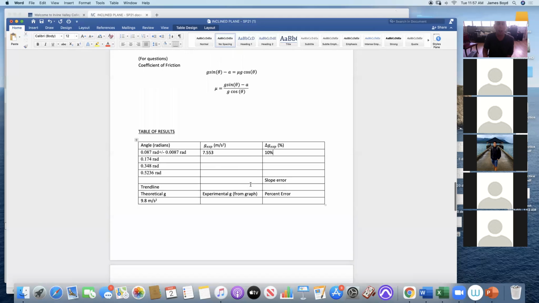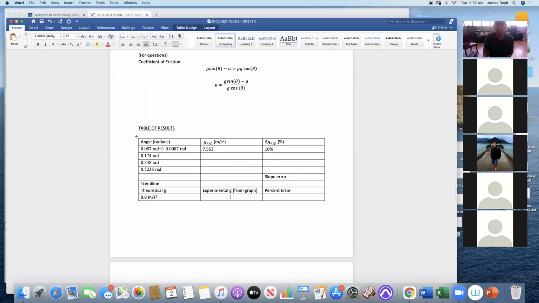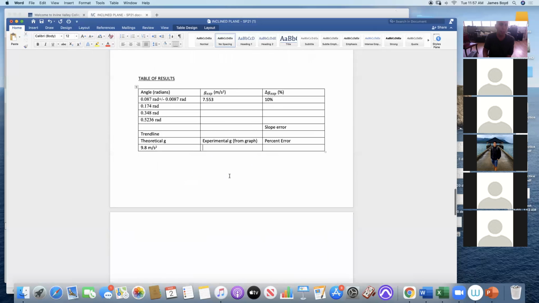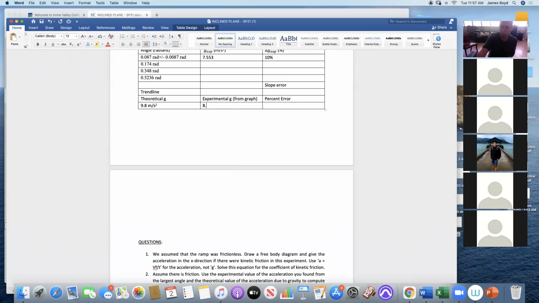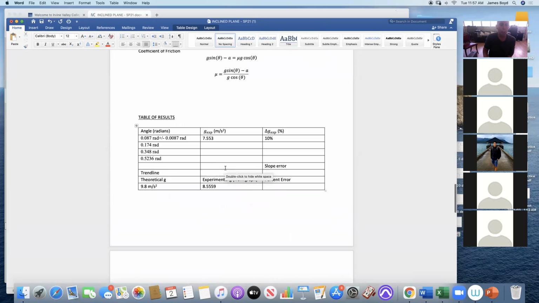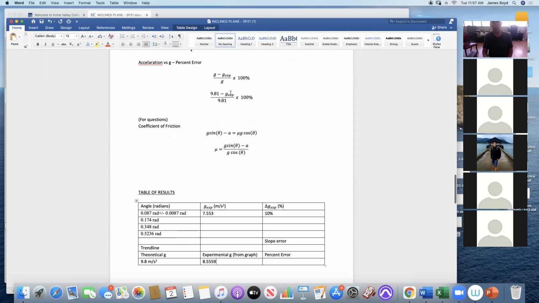Then I want you to find the percent error with gravity. Okay, so I want your trend line again. I want your experimental gravity. So what was our experimental gravity? 8.5559. If that's right. Did I put too many fives? No, just enough. Do the percent error. So subtract 9.81 minus 8.5559, divide by 9.81, multiply by 100, and I get, this is about 12%. It's 12.8% actually. That's pretty high.